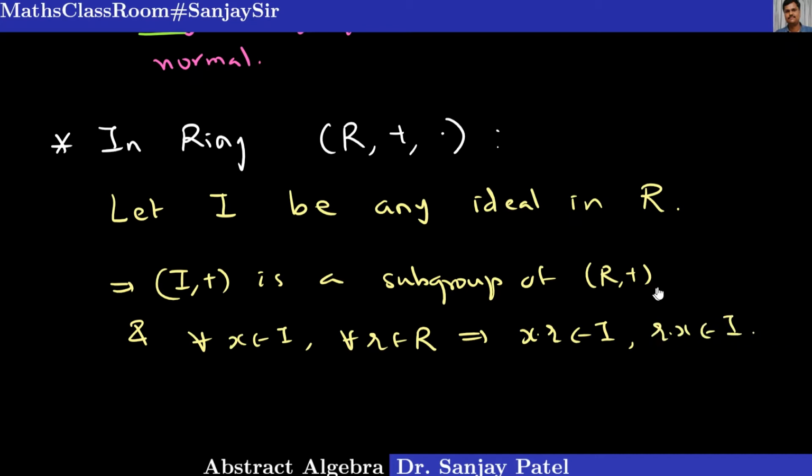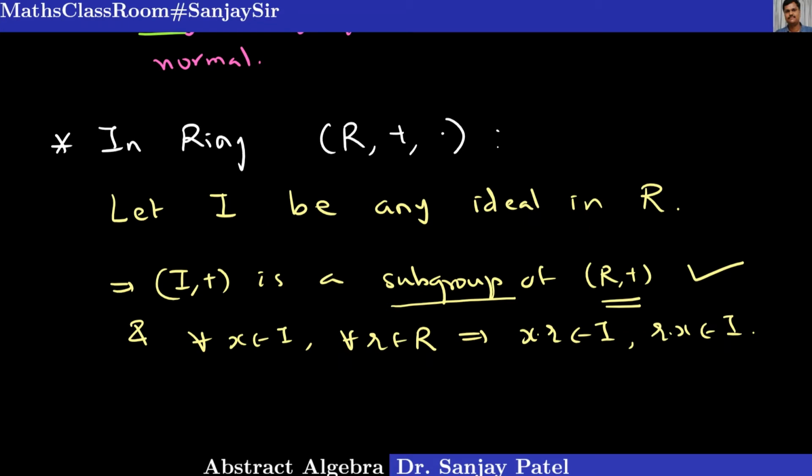What I want is only this first condition. If I is any ideal in the ring R, then I plus is always a subgroup of the group R plus. But in the ring R, we know that the operation of addition, that is plus, is always commutative. So if R is a commutative group, then every subgroup of R with respect to addition is always a normal subgroup. So this I plus must be a normal subgroup.